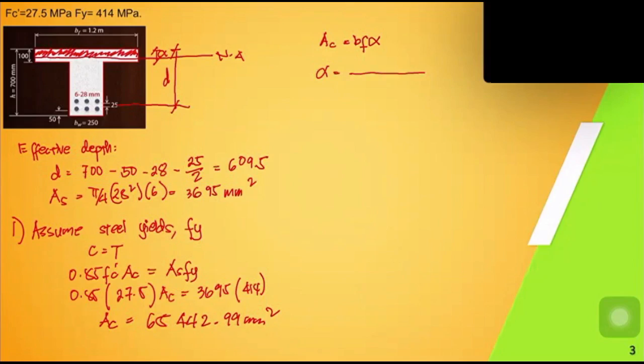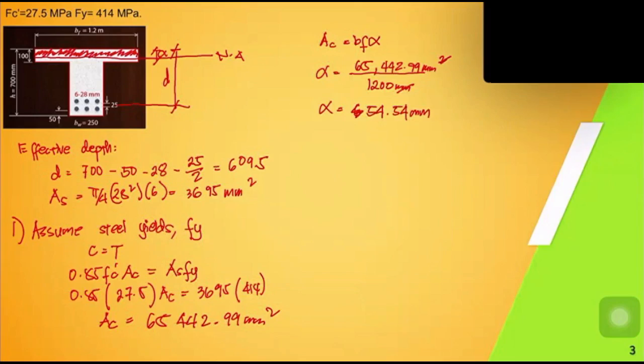So this is area of concrete, I should say, 65,442.99 divided by the base of the flange, 1200 mm. Because this is mm squared. So cancel. Alpha equals 54.54 mm, sir. 54.54 po. mm.